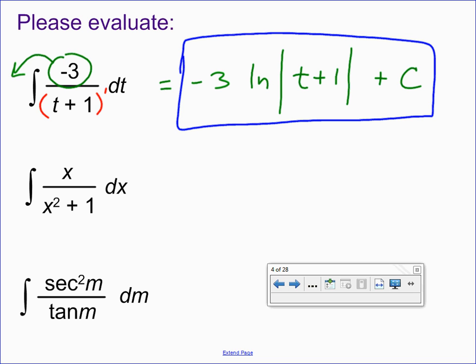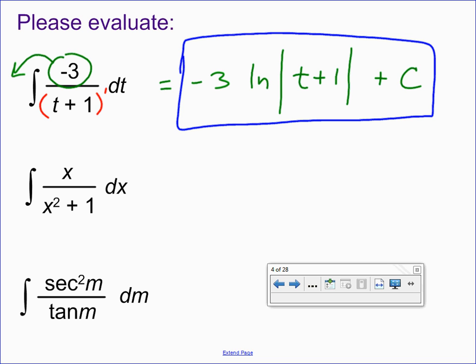Okay, as I look at this next one, I'm thinking, why is this in with the natural log? Doesn't this look similar to an inverse trig function? What inverse trig function does this look similar to? Tan inverse. This looks like inverse tangent, almost. Except this is not an inverse tangent antiderivative. How come? Because there's an x in the numerator.